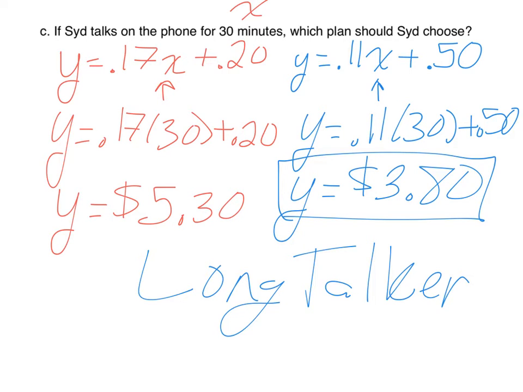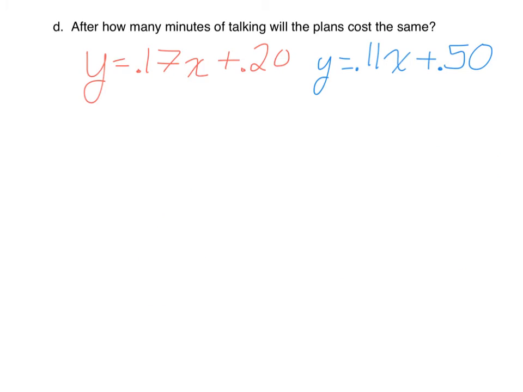Okay? Then the next thing we can do is see, are these plans going to cost the same? When are they going to cost the same? So this is why we have systems, right? We're seeing where they cross, okay? Because we've got two different lines, we've got two different slopes, two different y-intercepts, okay? And so we want to figure out when are they going to cost the same amount. So we can set them equal to each other.